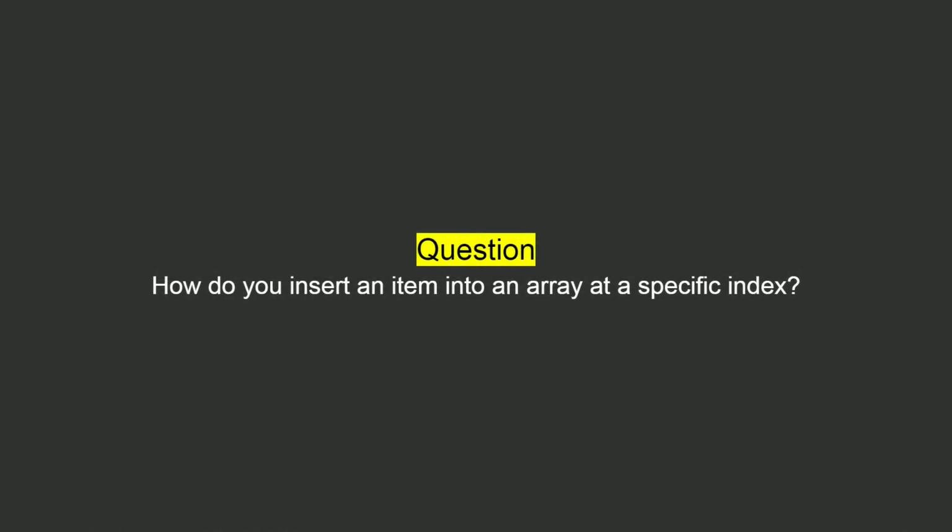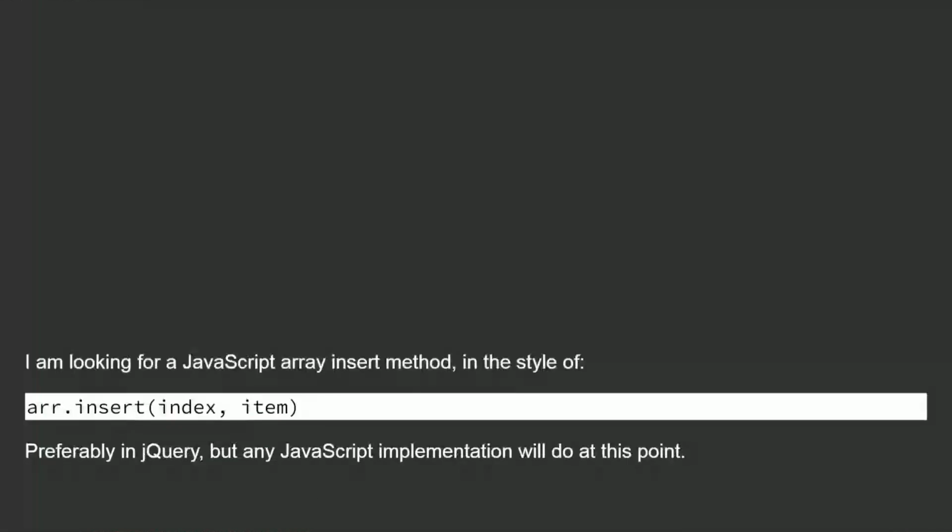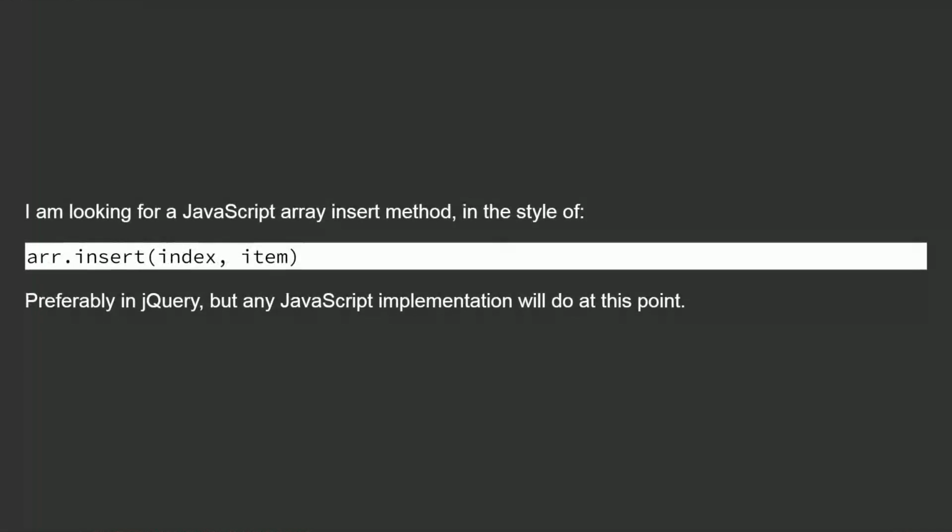How do you insert an item into an array at a specific index? I am looking for a JavaScript array insert method, in the style of array_insert(index, item), preferably in jQuery, but any JavaScript implementation will do at this point.